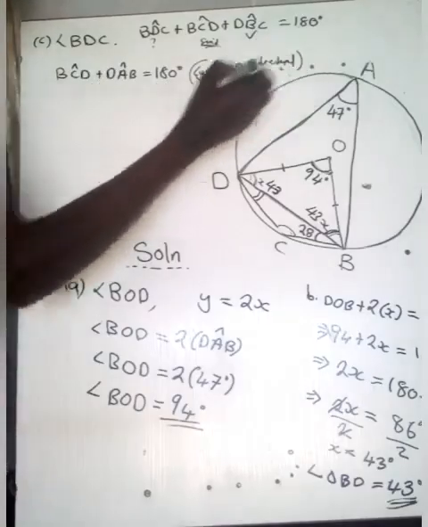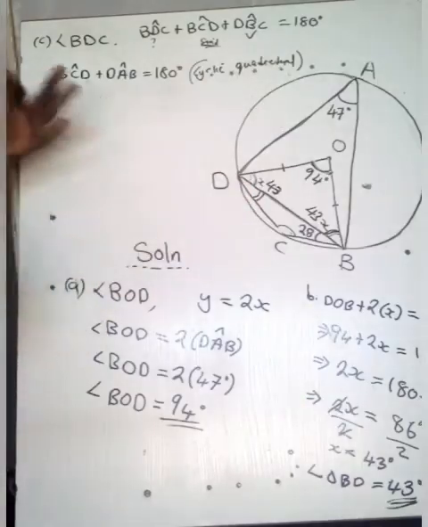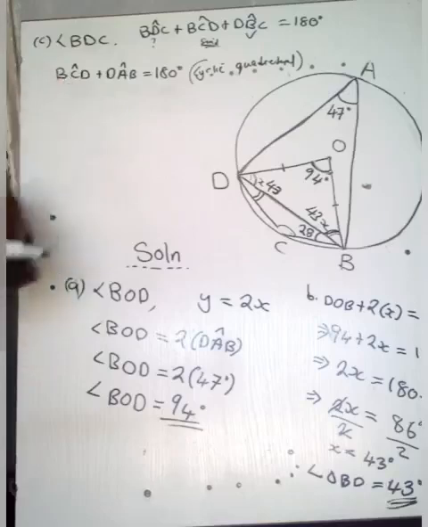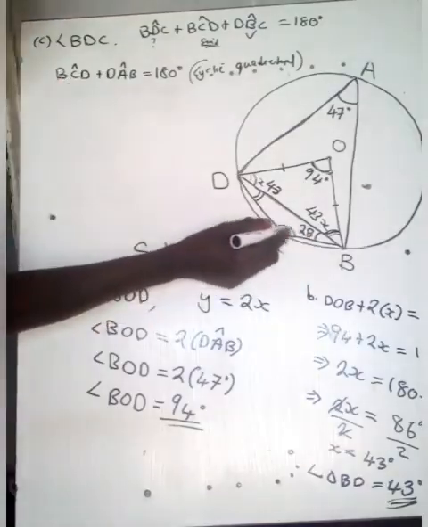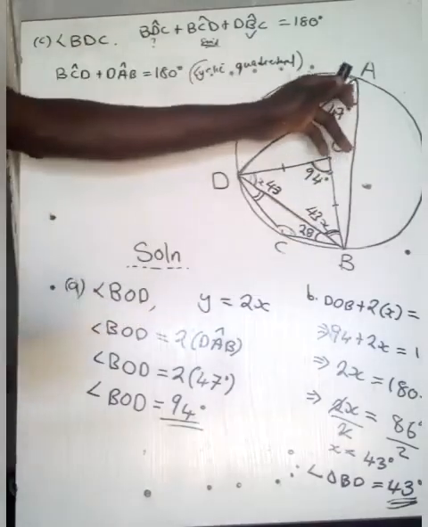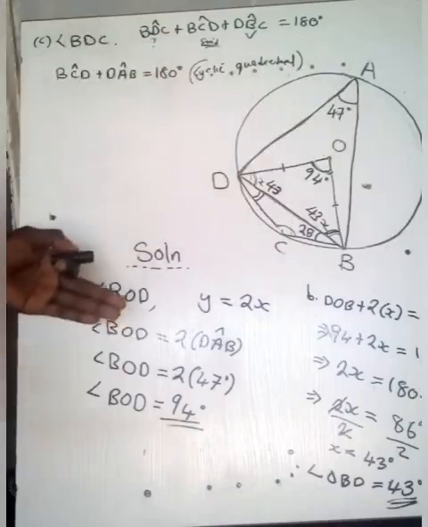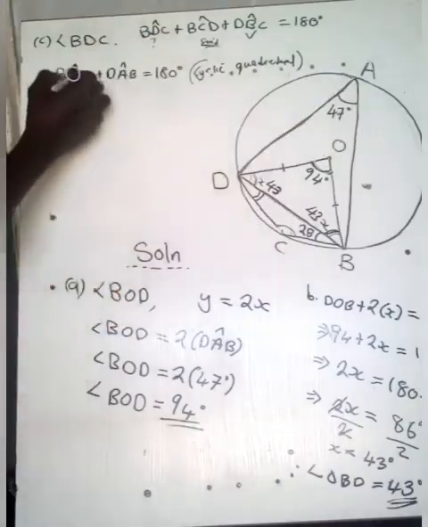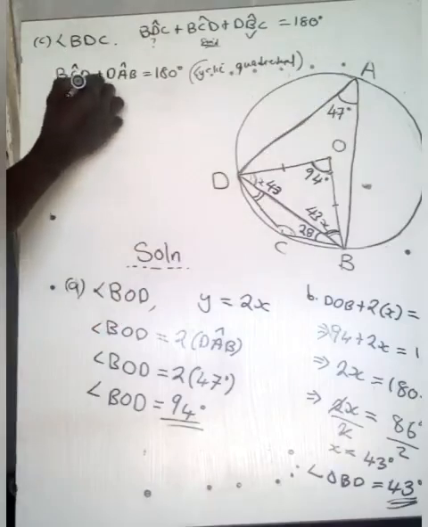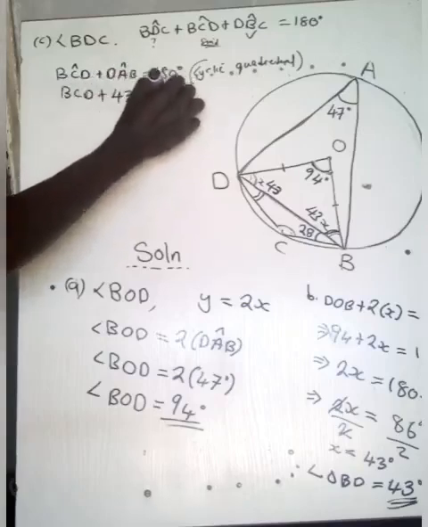And what did we say when talking about cyclic quadrilaterals? We said opposite angles in a cyclic quadrilateral add up to 180. Look at BCD. This angle in a cyclic quadrilateral is opposite to this angle. So when I add this angle plus this angle, they should give me 180 because they are opposite angles in a cyclic quadrilateral. So BCD plus DAB, which is 47 degrees, is equal to 180.